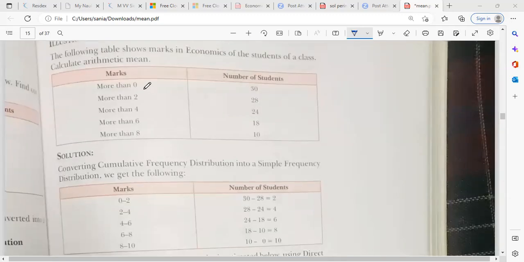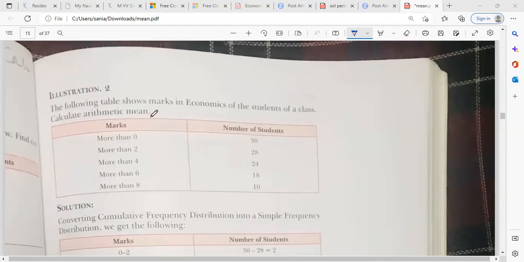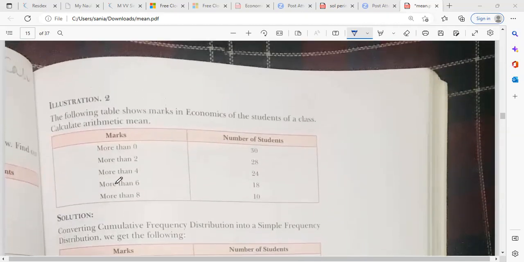Now coming to the next one, which is this. More than is given over here, so it is opposite. More than zero is 30. In more than, it is totally opposite. This 30 includes this 28, 24, 18 and 10 all. And more than 2 includes these numbers. More than 4 includes these two, like this.